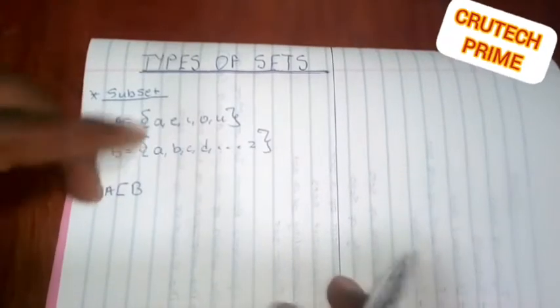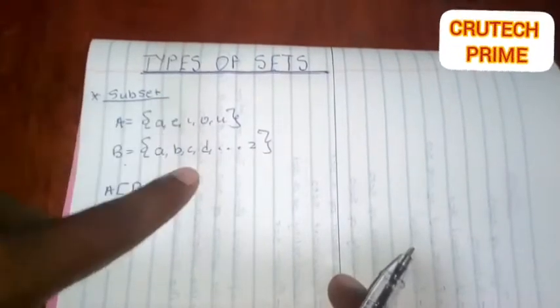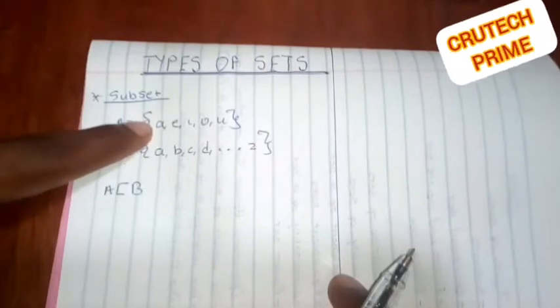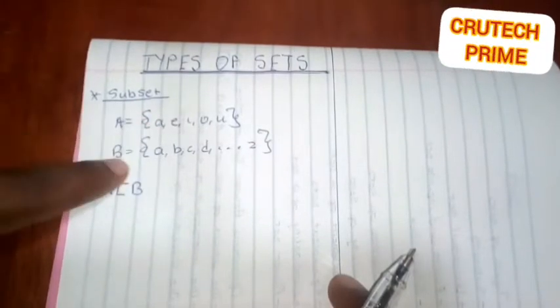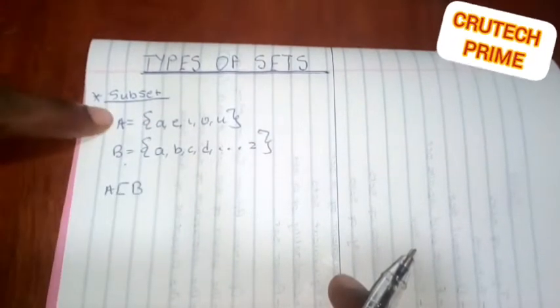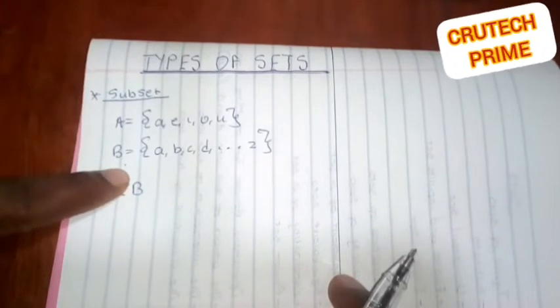That means A can be found in this set, E can be found in this set. All the elements of the set A can be found in the set B. That makes A a subset of B.